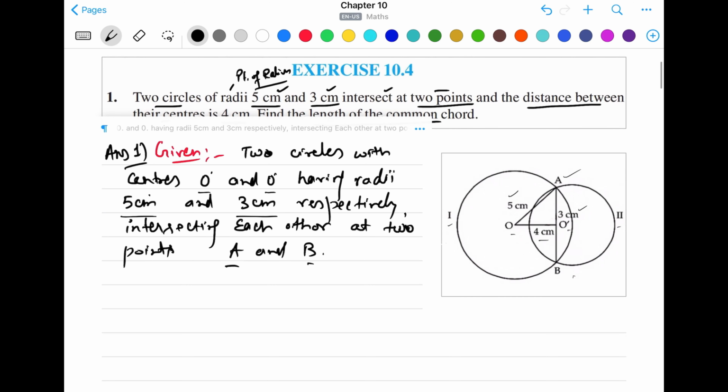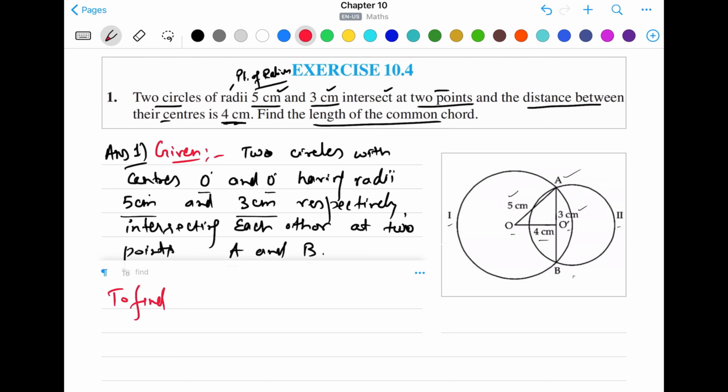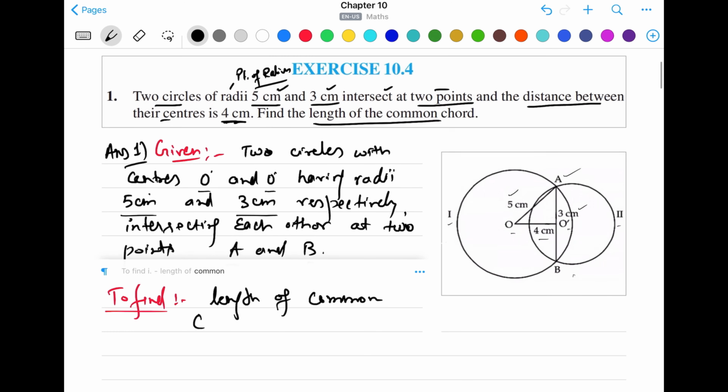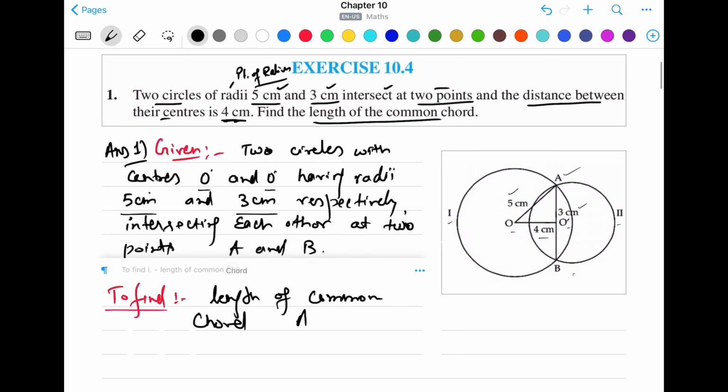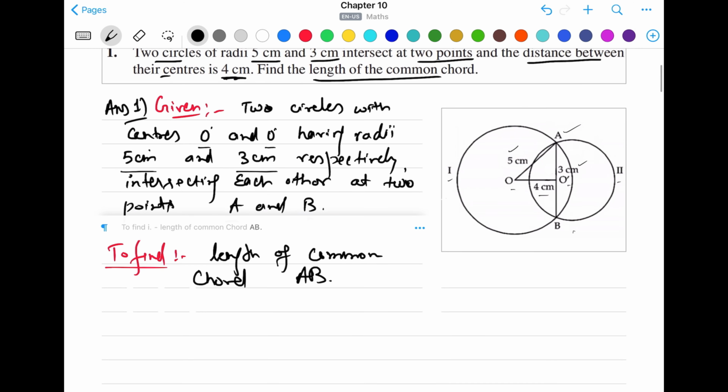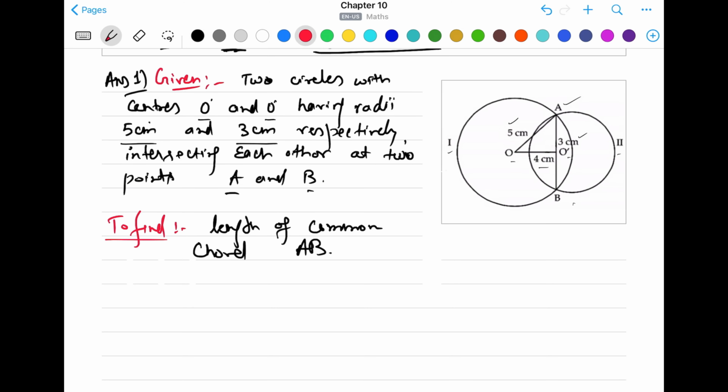So what we have to find here is the length of the common chord, which is AB. As they are intersecting at two points A and B, that means AB is their common chord. So let's start its solution.